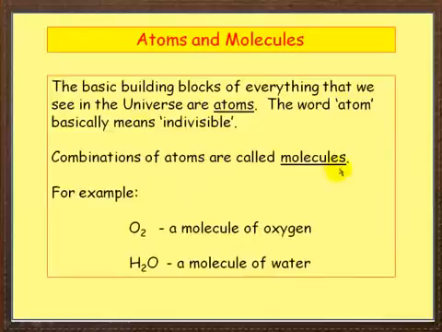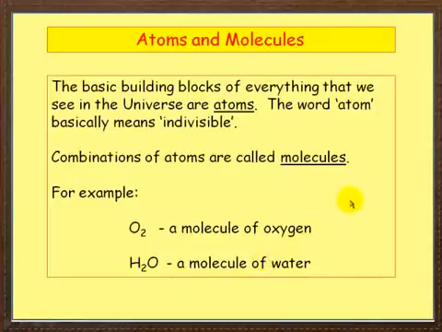We call combinations of atoms molecules. So for example here we've got two atoms of oxygen that combine together to form a molecule of oxygen. Here we've got two atoms of hydrogen, an atom of oxygen, and these are combined together to form a molecule of water. Okay, so those are molecules.